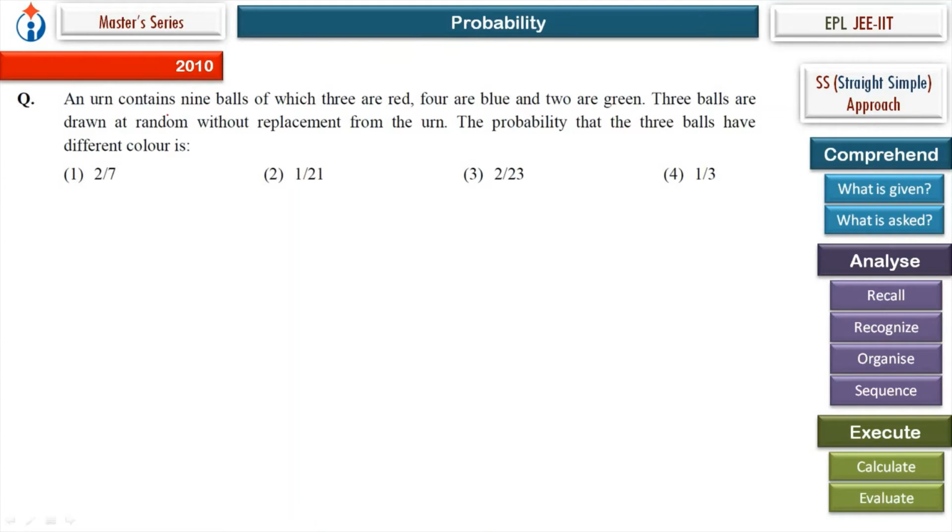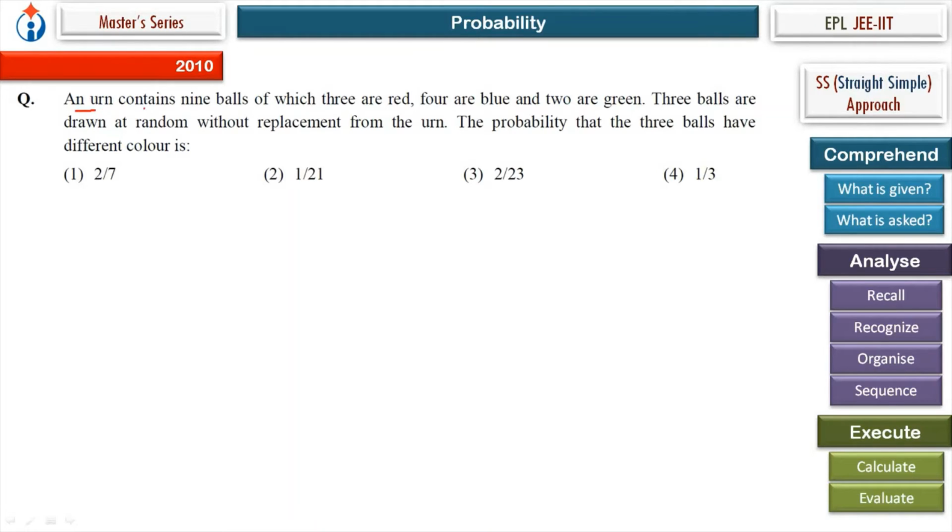So let's start with this 2010 question, and the basic approach is: comprehend what is given completely and what is asked clearly; analyze, recall what basic results we have, recognize what is given in the question and the hidden thing there, actually it's not hidden, it's obvious there. Then we organize and sequence. So basically the problem is solved here, there, here, and then we execute. We simply calculate and evaluate the answer we got. So let's begin.